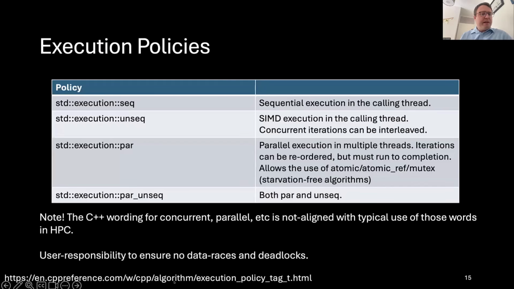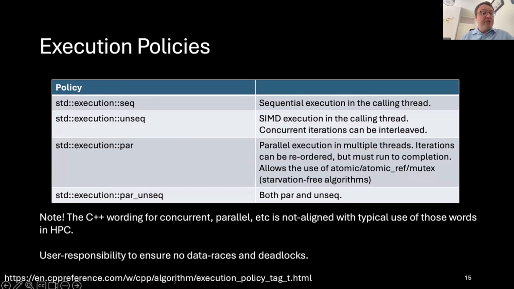Just a quick note about the execution policy. C++ comes with four. They're listed in the table here: seq, unseq, par, and par_unseq. The wording that C++ uses in the standard for the words concurrent and parallel are not really aligned with how the HPC community typically uses those words, in my opinion. So it is kind of an odd read if you want to read the C++ standard. You're reading these words, and they don't really mean parallel, they mean something else. But here, at least, I've tried to use the HPC version of the words that we know what they mean.